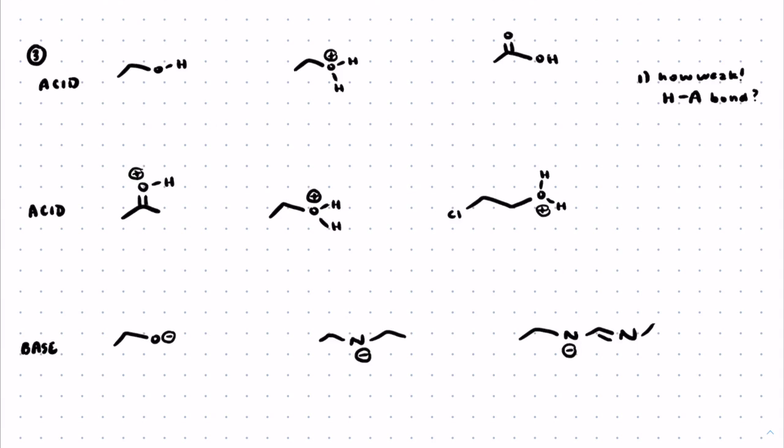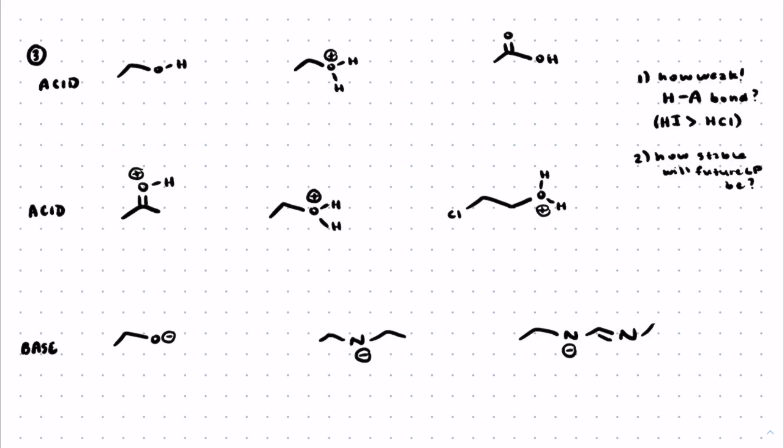So if it's really weak, right, if the HA bond is really long and really weak, then the hydrogen is going to be more likely to come off, which explains why HI is more acidic than HCl, right? So first we want to consider how weak the HA bond is, and then we also want to consider how stable the future lone pair will be? Which is sort of a weird question to ask, but we'll see an example in a second.